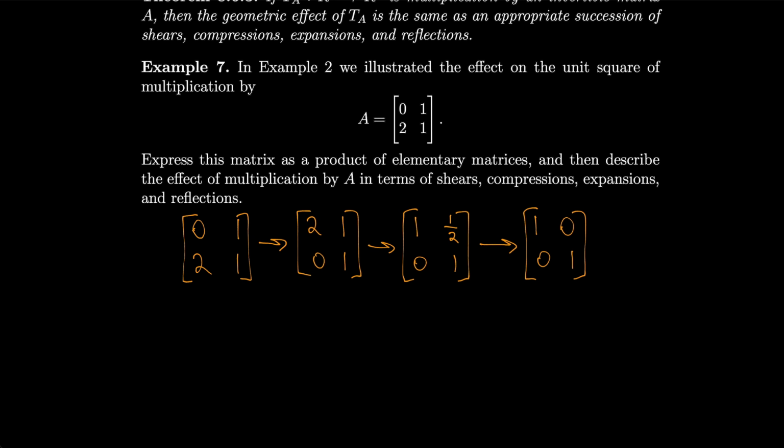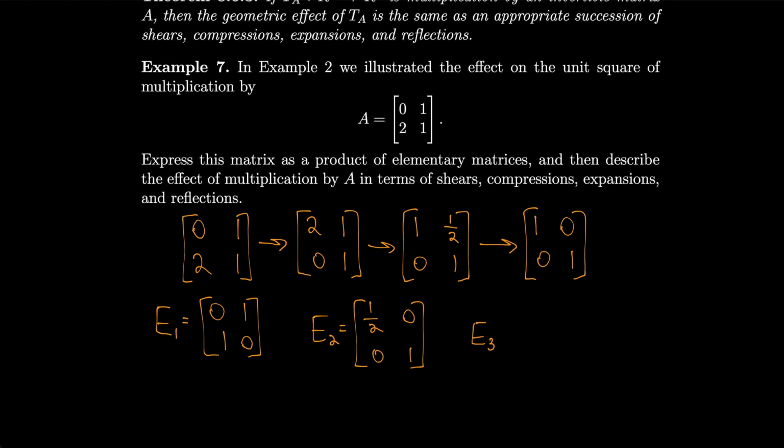So the first elementary matrix that we would use to get to identity would be 0, 1, 1, 0 to flip the rows. The second one would be half, 0, 0, 1 to divide the top row by 2. And then the third elementary matrix would be 1, minus half, 0, 1 to get rid of that minus half.